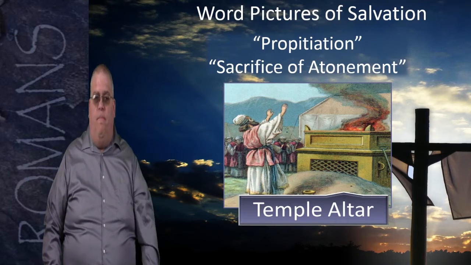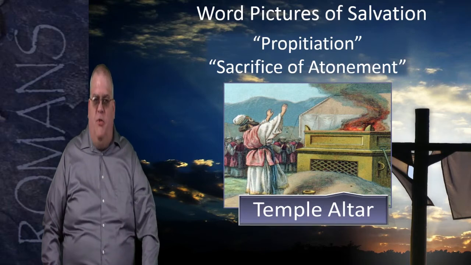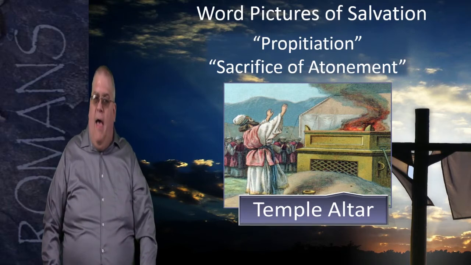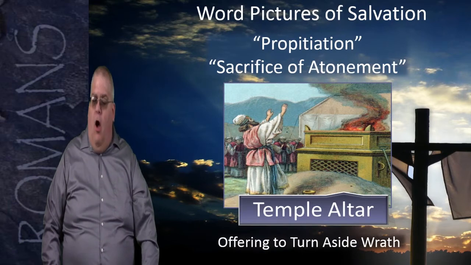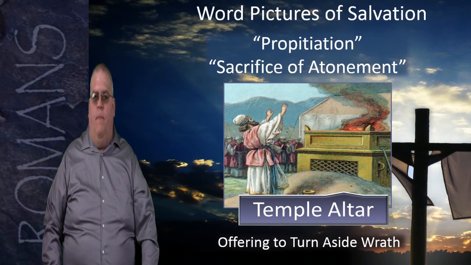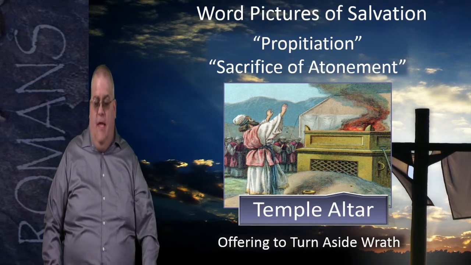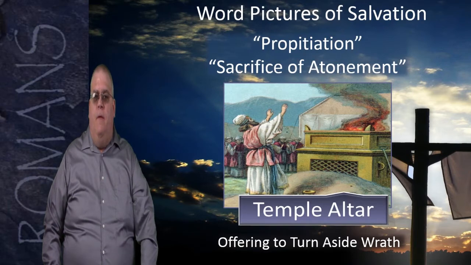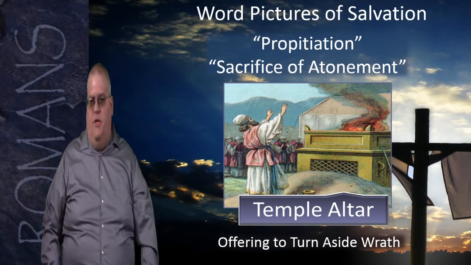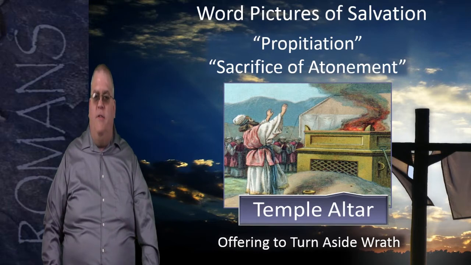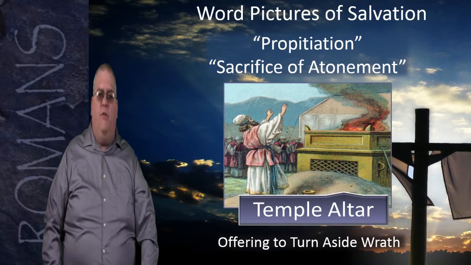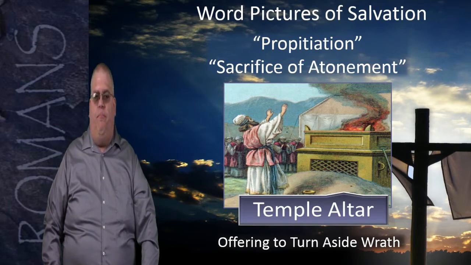So the basic idea of propitiation is that somehow by a sacrificial offering, God's wrath is turned aside and he is made favorable towards someone. So a propitiation or sacrifice of atonement is the activity that causes God to be favorable instead of displeased. In the New Testament passages that speak of propitiation, it refers to the activity of Christ making a sacrifice that turns away God's wrath, making him once again benevolent towards his people.